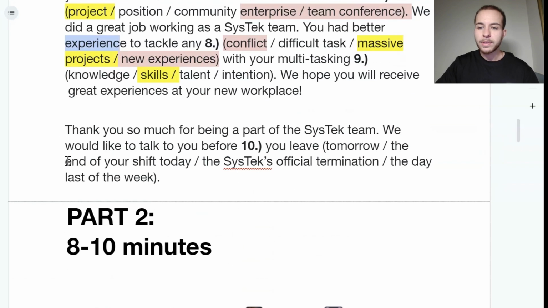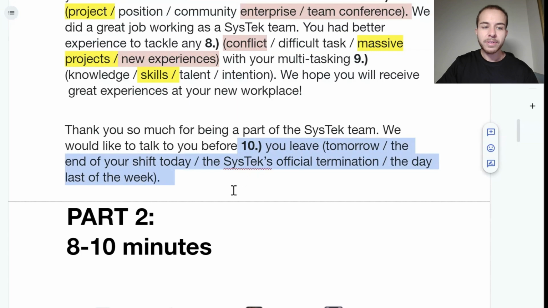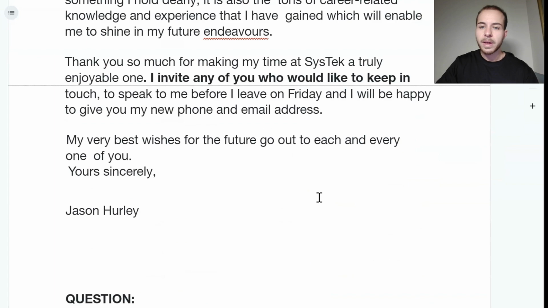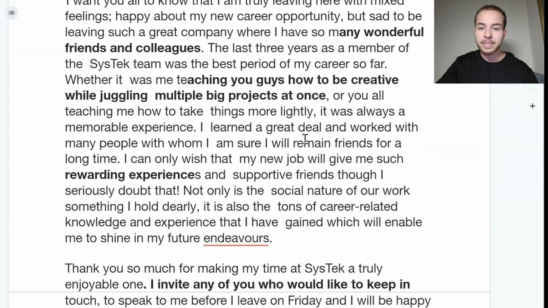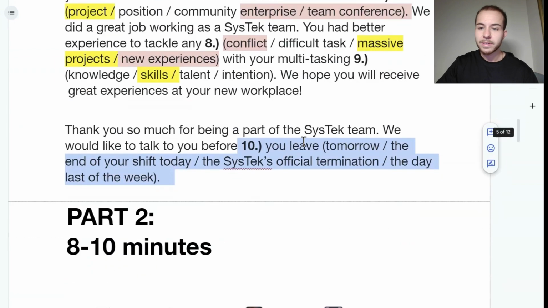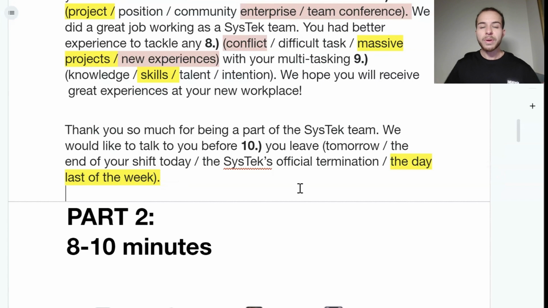Moving down, we thank you so much. We would like to talk to you before you leave. When does he leave? Let's find out. Talk to me before Friday. So we don't know what day it is, but Friday is the end of the week. So before you leave, the last day of the week, that's Friday. Okay, we finished all of part 1, and that took us 11 minutes. Perfect. 10, 11 minutes. That's excellent.